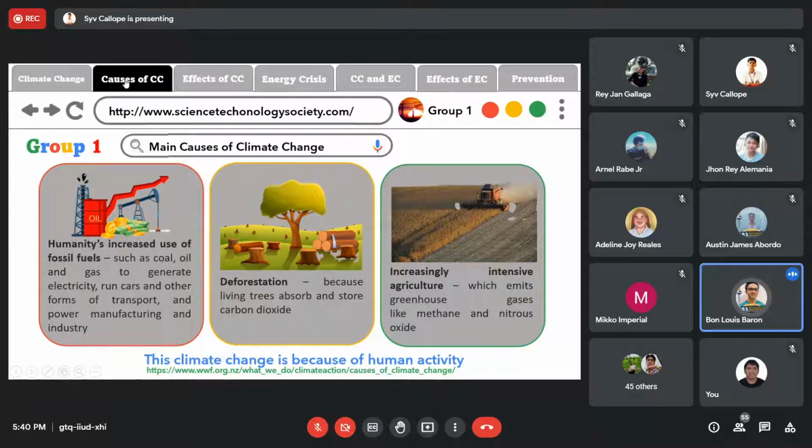And we know that greenhouse gases are naturally occurring, but humans are producing more than nature can process. This is the main cause of having imbalance in nature. And the third is increasingly intensive agriculture.